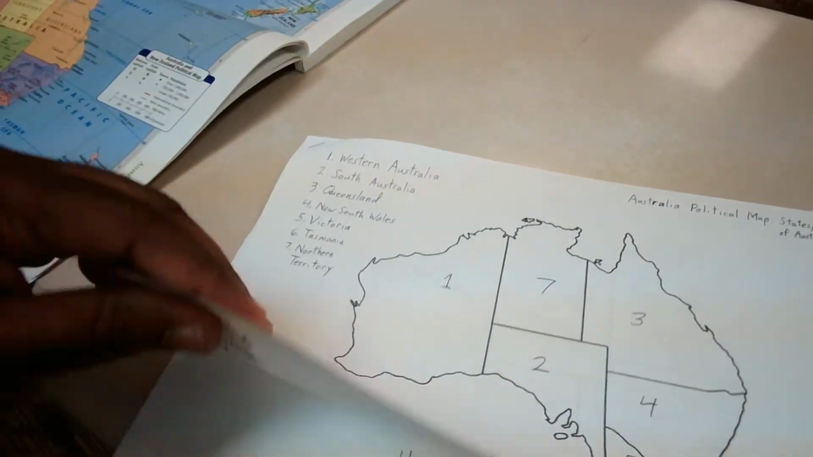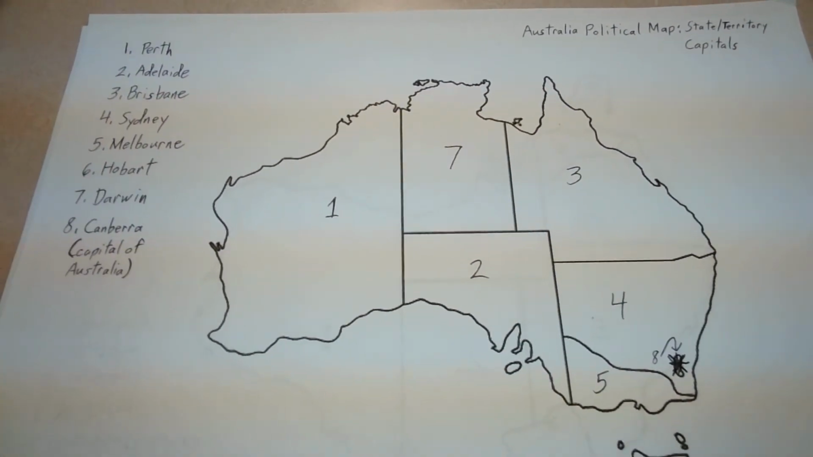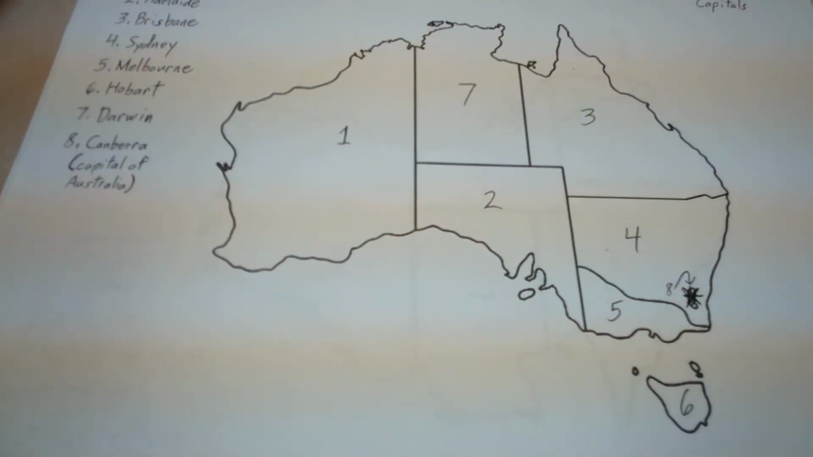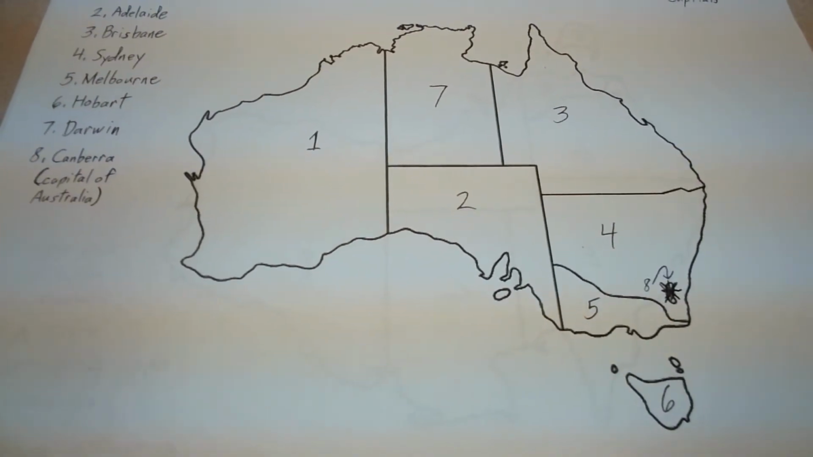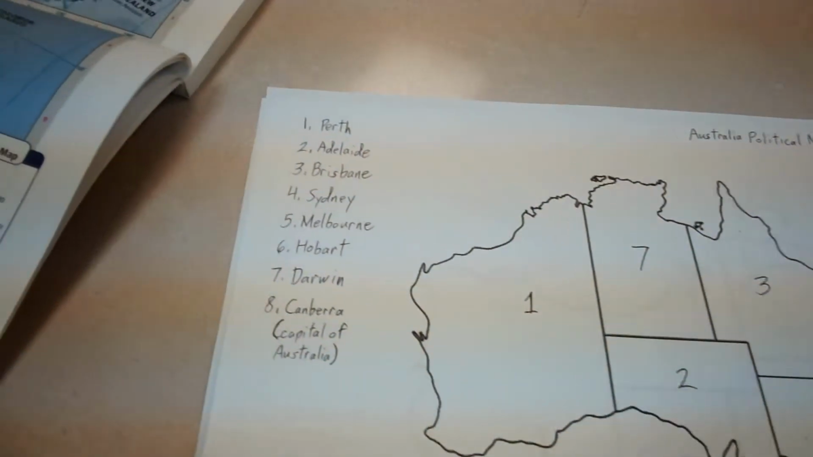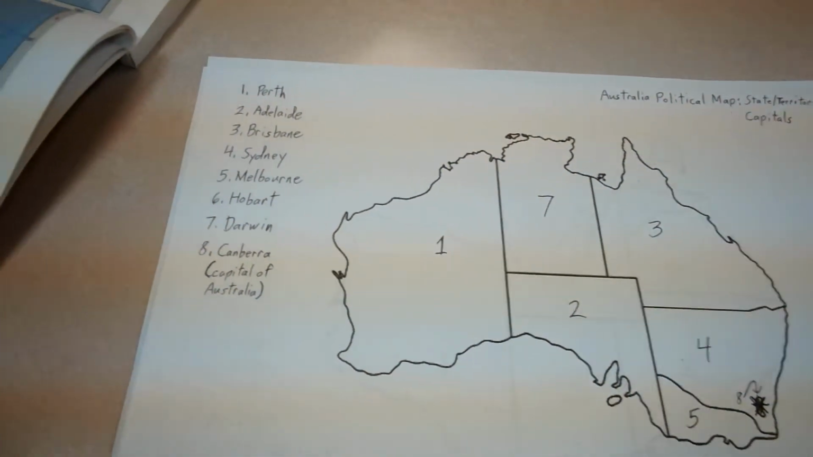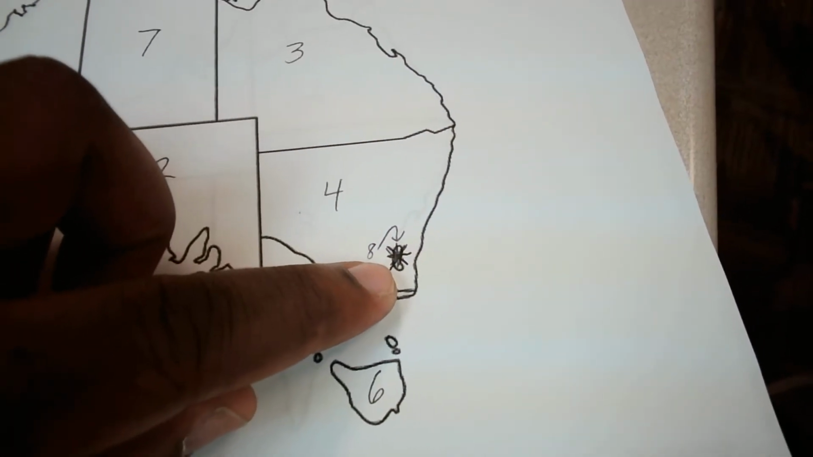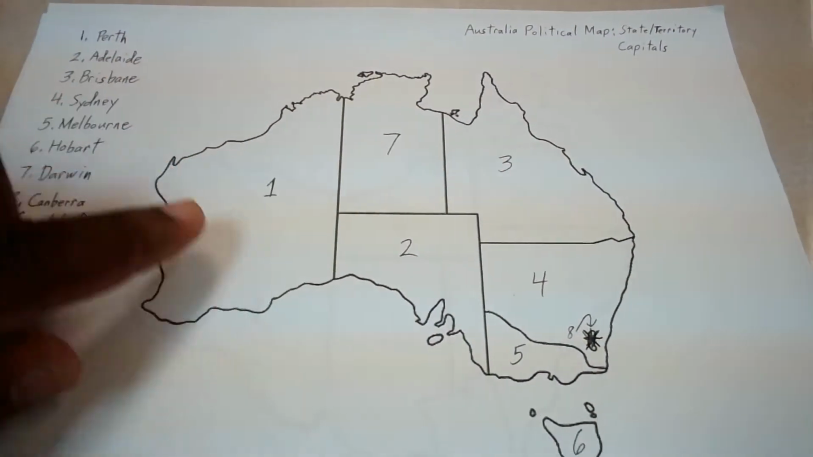Now, if we flip this over, we do need to know the state capitals and the capital of all of Australia, okay? So Mr. McGee can keep this cam steady. So you notice, again, it's going to be the same thing. It's numbered the exact same way in the exact same order. And then you have your capitals right there. By the way, despite Mr. McGee attempting to put a star here and completely failing, that is Canberra. Canberra is the capital of all of Australia.